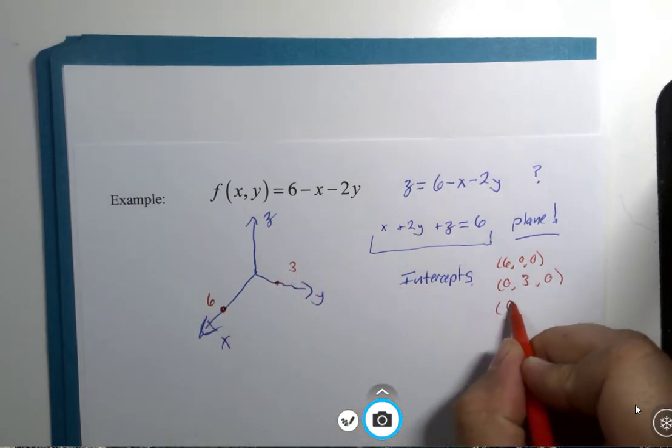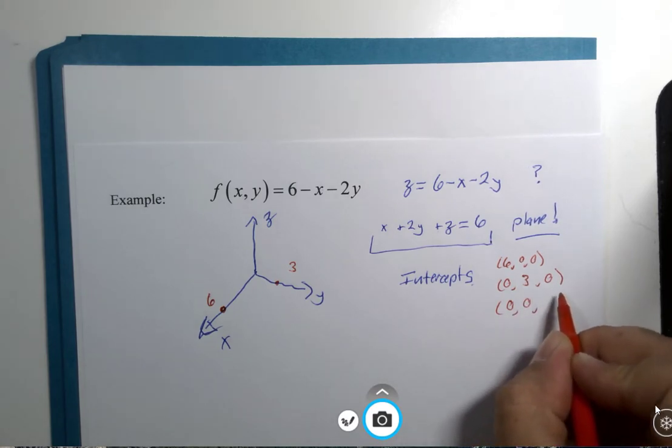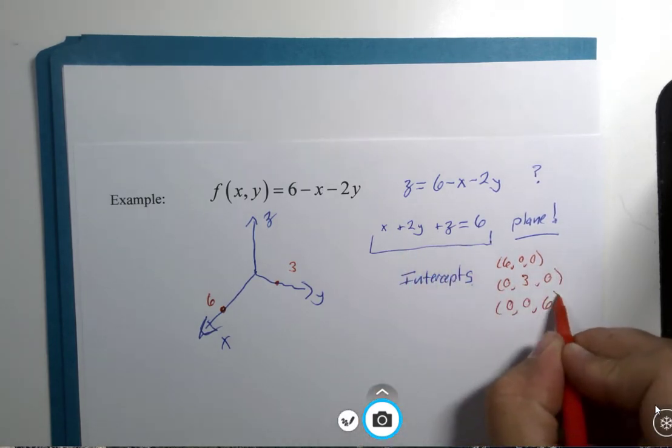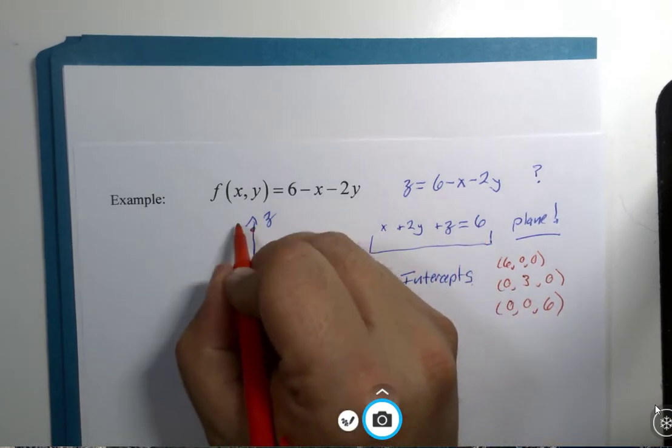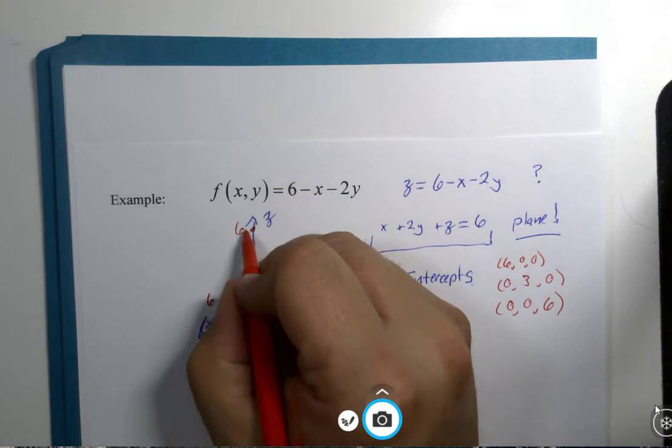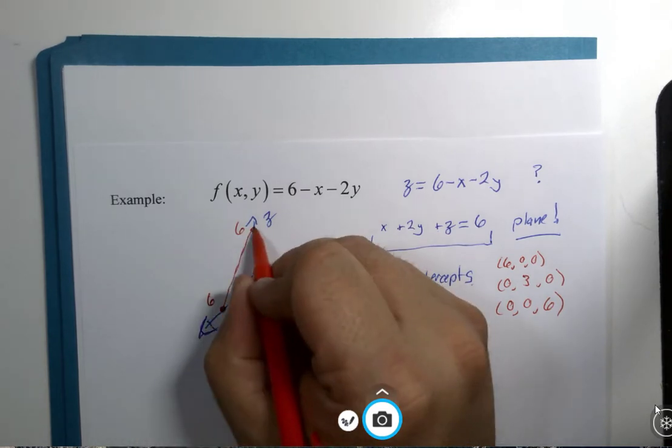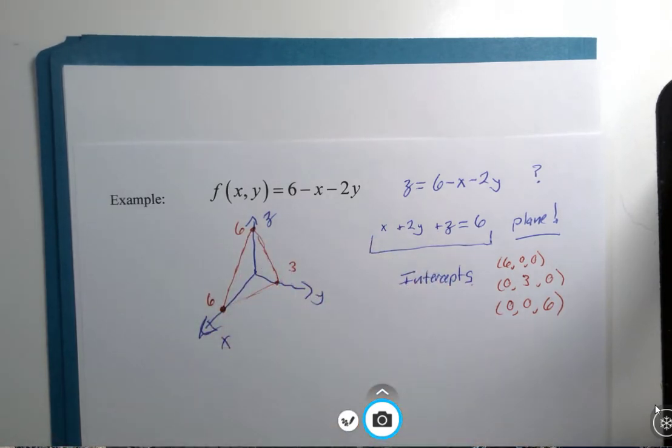And then finally, if x and y are both 0, z would have to be 6 in order to satisfy this equation. So that would be a 6 right there. And instead of drawing the plane in a rectangular form, any flat surface that you could think of that fits on a piece of paper could serve as your plane. In this case, the triangle works great.